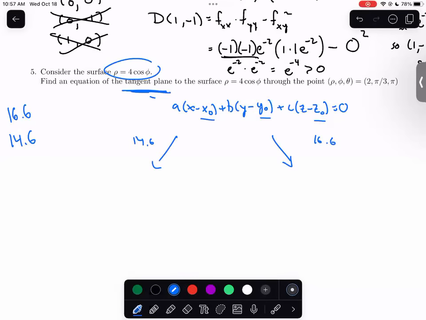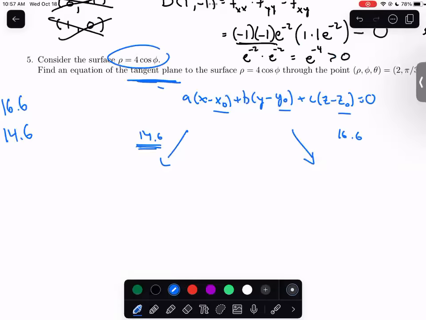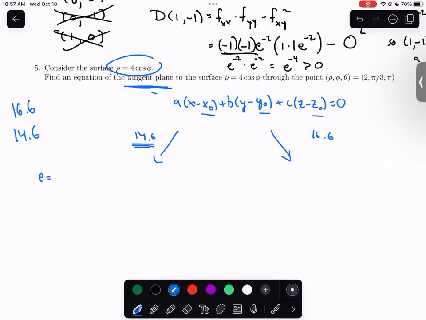All right. So again, we're going to be following this method here in order to come up with our equation. So let's first figure out this x naught, y naught, z naught business. We know our point of interest has rho equals 2, phi equals pi over 3, and theta equals pi. What does that correspond to with x's, y's, and z's? What's our point of interest, but in Cartesian?